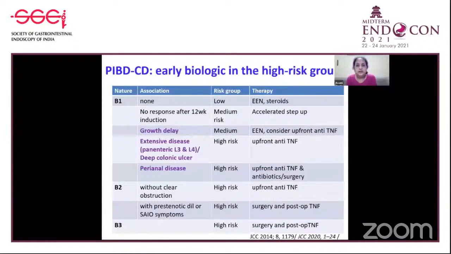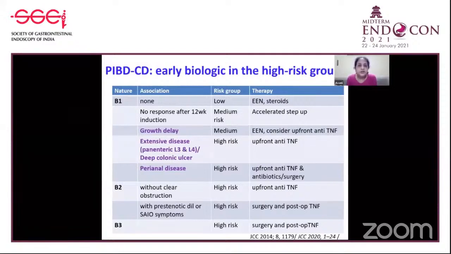This highlights the importance of using early biologic therapy, because whenever we use early biologics, this is the only group of medicines which have been shown that they can prevent the growth failure, and it has also been shown that early use of biologics may decrease the penetrating complications in Crohn's disease patients.